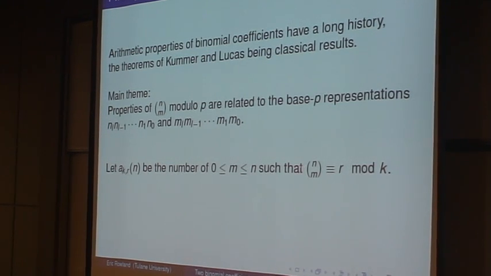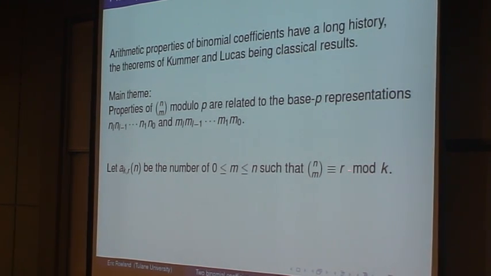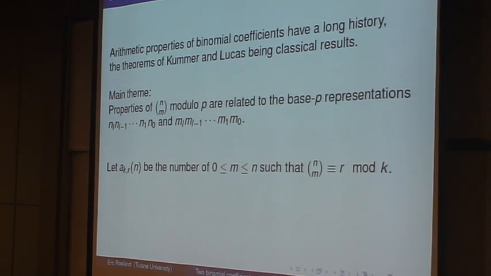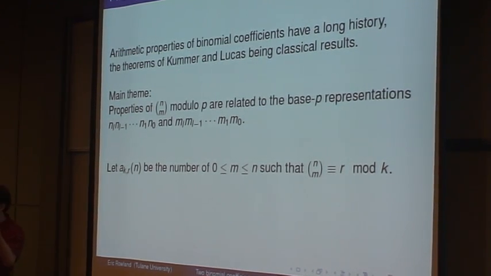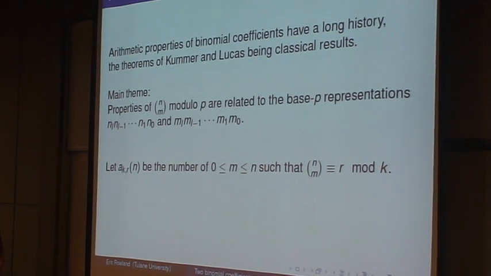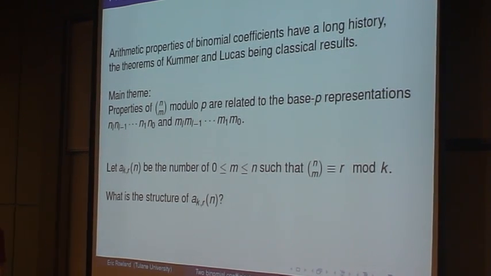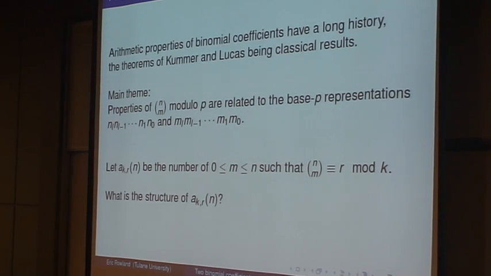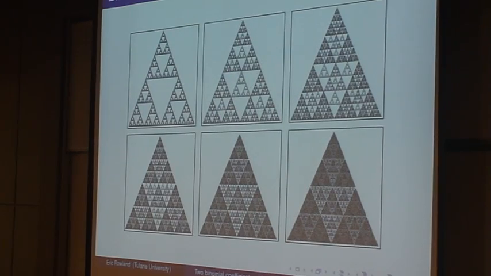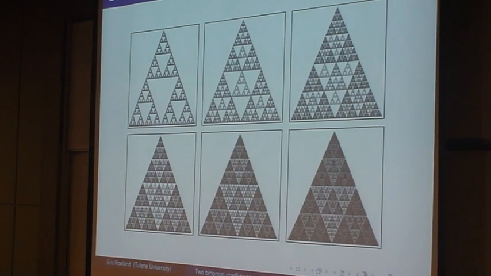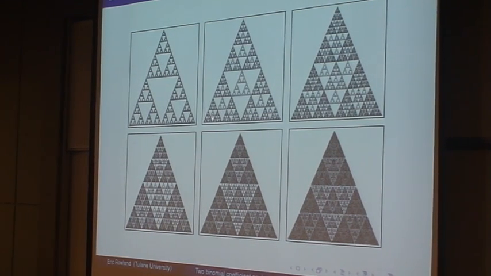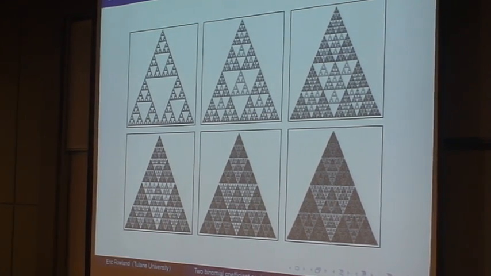What I'm going to be interested in particular is the number of binomial coefficients on the nth row that are congruent to a certain residue class modulo k. So let A sub k,r of n be the number of entries on row n of Pascal's triangle that are congruent to r modulo k. The basic question is, what's the structure of these sequences? What sort of classes do they belong to? What can we expect from them?